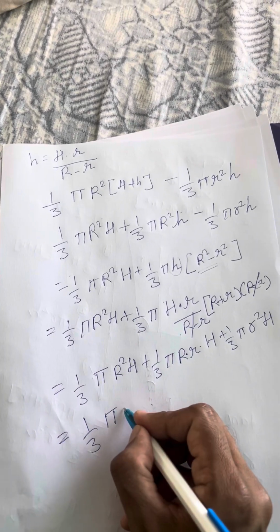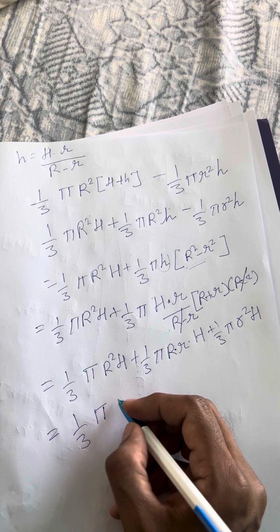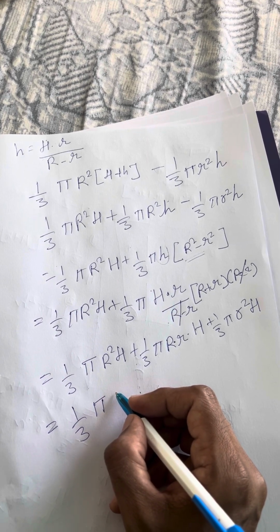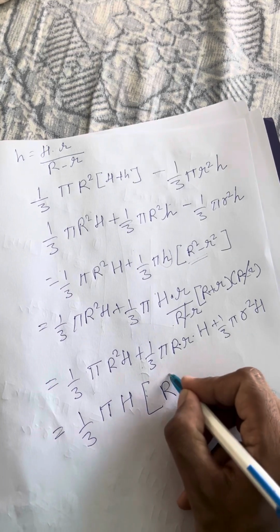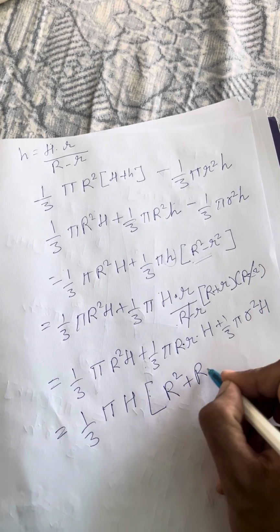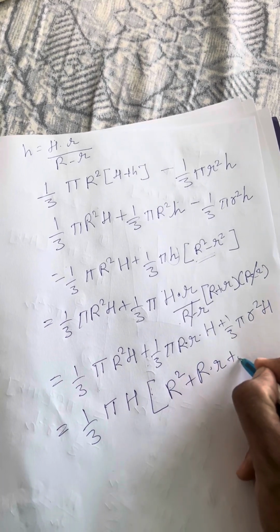Now let's take out common factors. Pi H is common, take it out. R square plus R r plus r square.